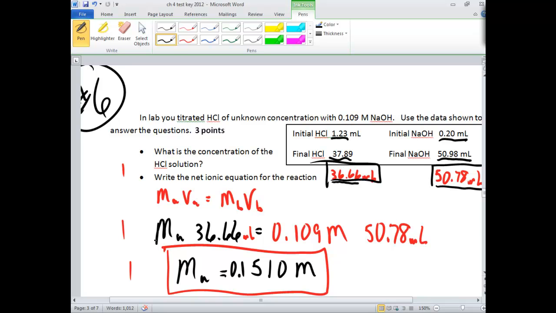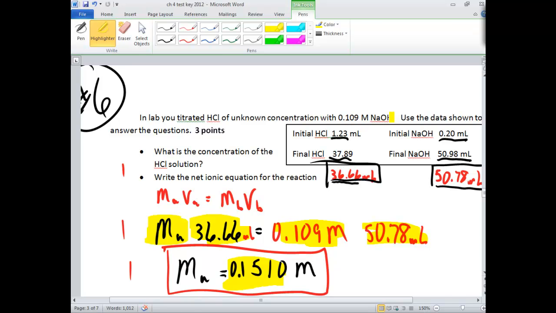So the molarity of the acid is what we wanted to solve for in this problem, and the molarity of the acid times the volume of the acid that you titrated is going to equal the molarity of the base times the volume of the base. And so solving for that, you should end up with 0.109 times 50.78 milliliters divided by 36.66 milliliters. The milliliters cancel, the unit left is molarity, and it should be 0.151.